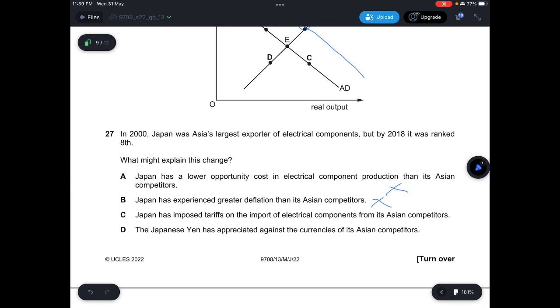which is not correct. And D says that the Japanese yen has appreciated against the currencies of its Asian competitors, so that's correct. Because when you appreciate your currency, your AD decreases, which means that you'll actually export less because your electrical components are much more expensive.